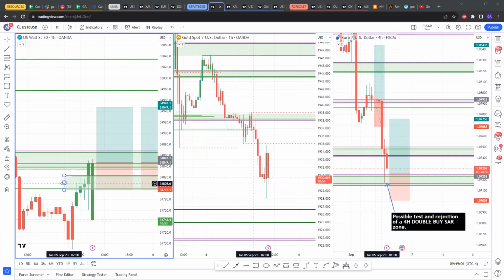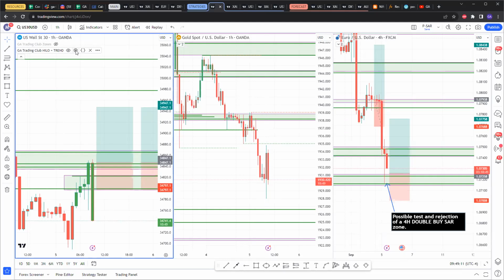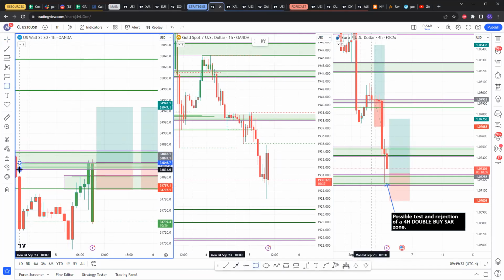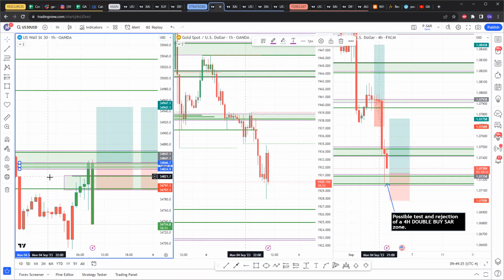I'm bullish for US 30, come down to the 4-hour, turn on the SAR settings in any of our indicators. So here, this candle broke and closed above this double SAR, and also we have this double SAR right here. So it also broke and closed above that double SAR as well.